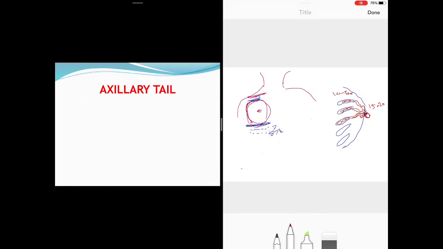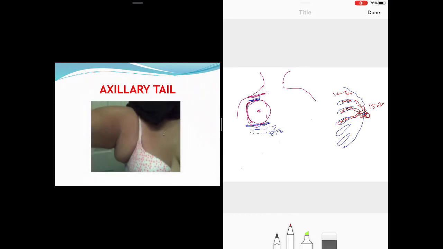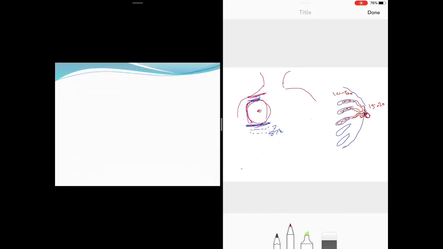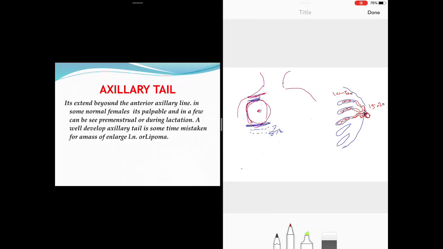What is the axillary tail? The axillary tail is an extension of the breast to the axilla, beyond the anterior axillary line. In some females who are obese, the axillary tail can be mistaken for a lipoma or a large axillary lymph node. The axillary tail sometimes becomes enlarged and engorged during lactation, sometimes becomes tender, and sometimes will interfere with the movement of the hand. This is called the axillary tail.